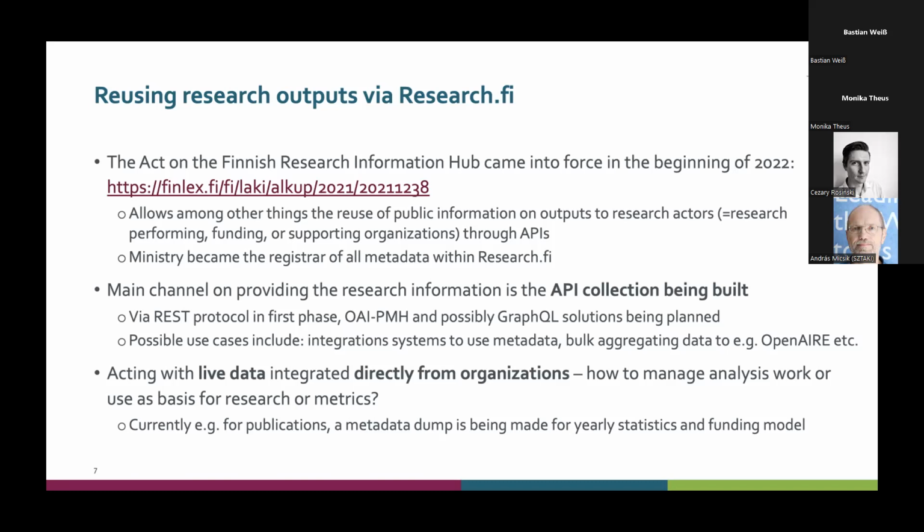But really coming to the main channel on how we actually provide this information, we are now really keen on building up the API collection for research.fi. It's not fully ready, it's currently being piloted. We are looking at the REST protocol first, and then followed by some protocols that could actually allow the bulk export of information that lies in research.fi. So for example, OAI-PMH in that matter.